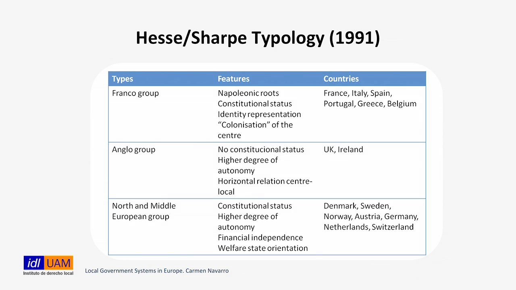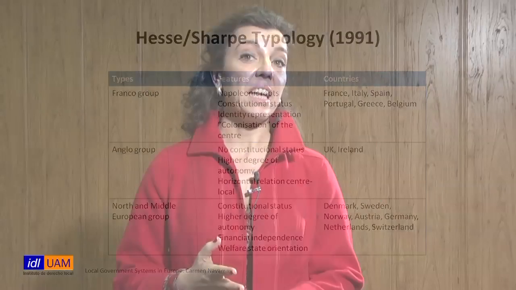What are the characteristics of each of these groups? Well, the Franco group, in which we find countries such as France, Spain, Greece, Belgium, or Portugal and Italy, we find constitutional recognition of local status.